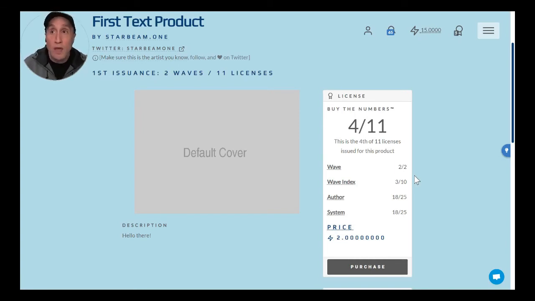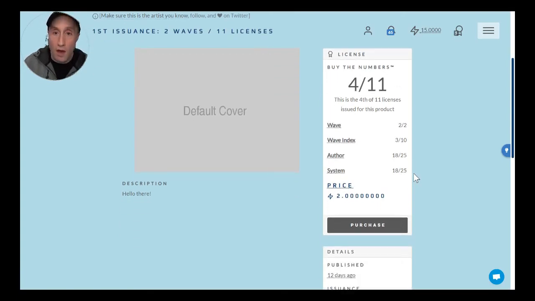So as an artist, as you grow over time, you're wanting to measure magnitude and how many licenses you are capable of selling. And that's kind of what this is all about. All right, hopefully that makes sense.